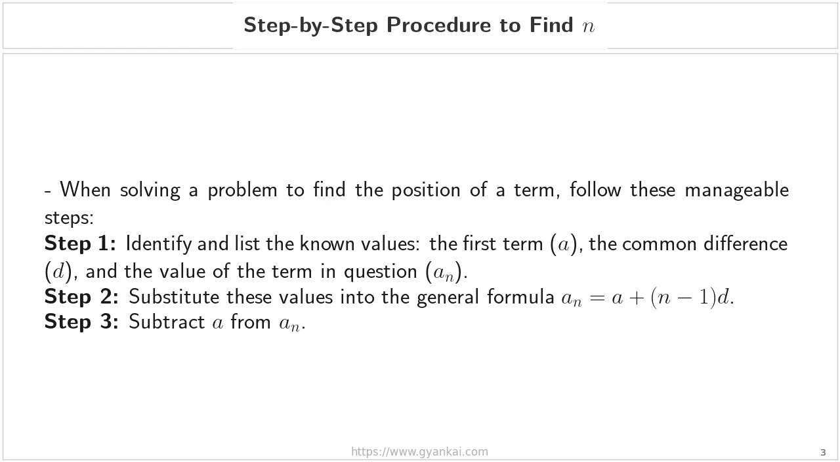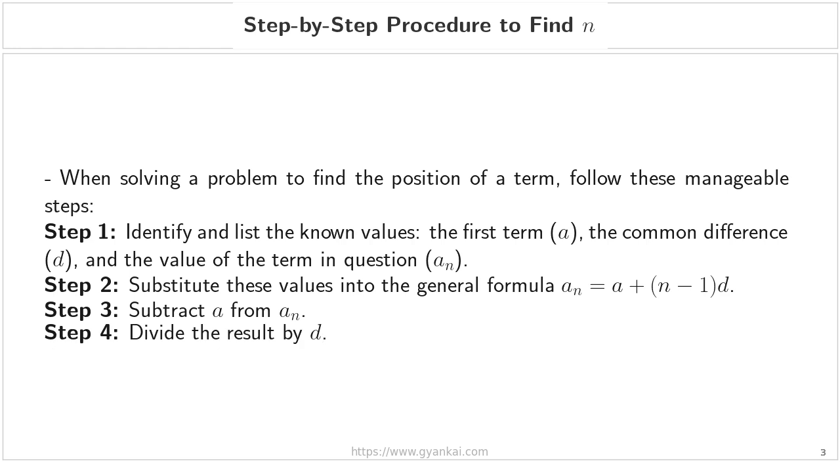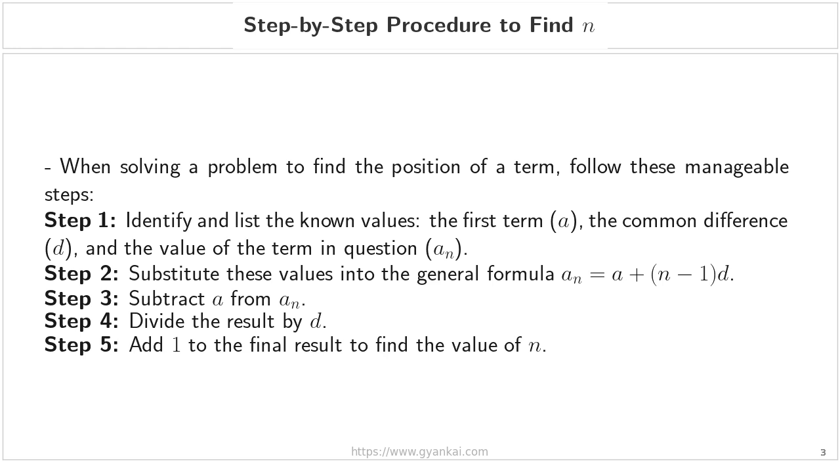Step 3, now we begin the algebraic simplification. The first move is to subtract the first term, a, from your term value, a sub n. Step 4, next, take that result and divide it by the common difference. This will leave you with just n minus 1 on one side of the equation. Step 5, finally, to isolate n and find the actual position, you must add 1 to your final result.